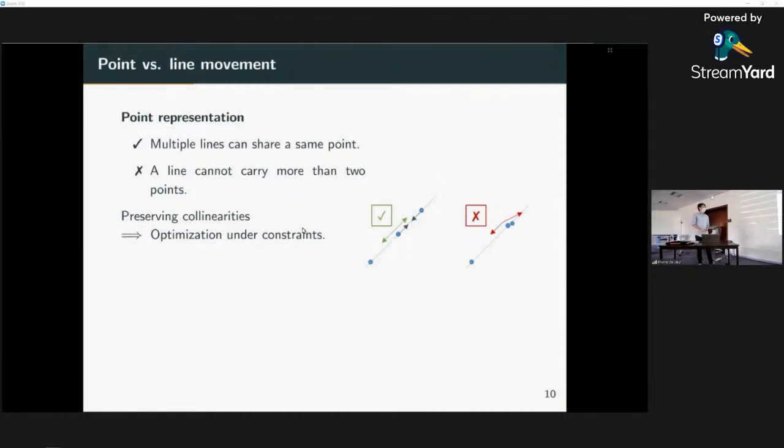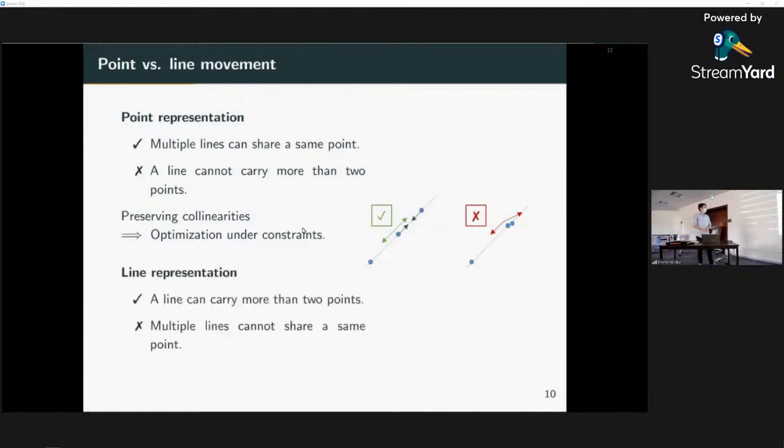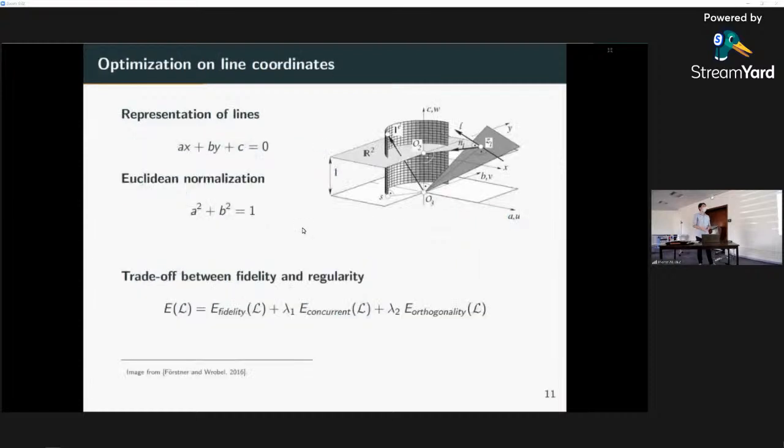So instead, we propose to use a line representation where we give explicit coordinates to lines, and points are defined implicitly at the intersection of lines. And here we have baked in the fact that the collinearities are preserved from the structure.